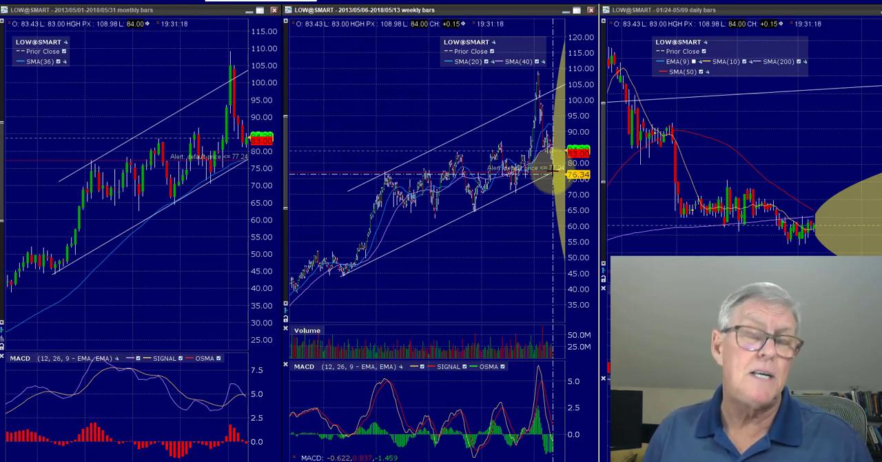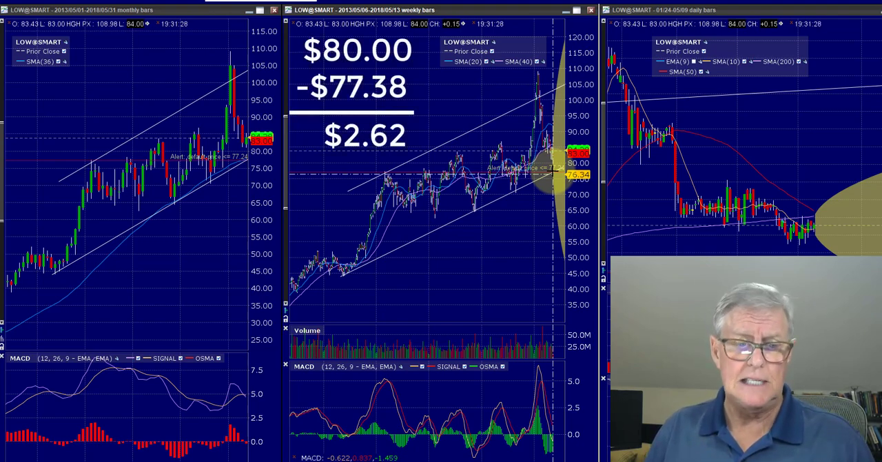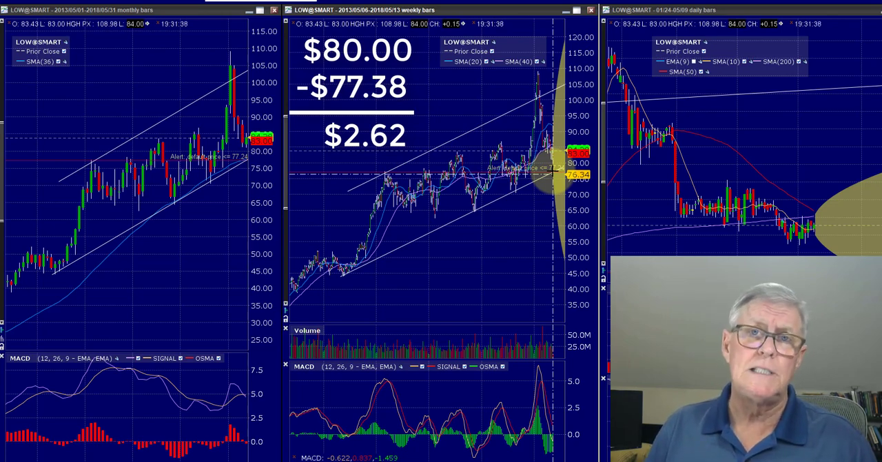If the stock goes above 80 between now and July, and this stock is called out, then this institutional trader will make $2.62. That's the $77.38 net price in, taken from $80. That's a 3.4% return. It's $2,620,000 on 1 million shares.